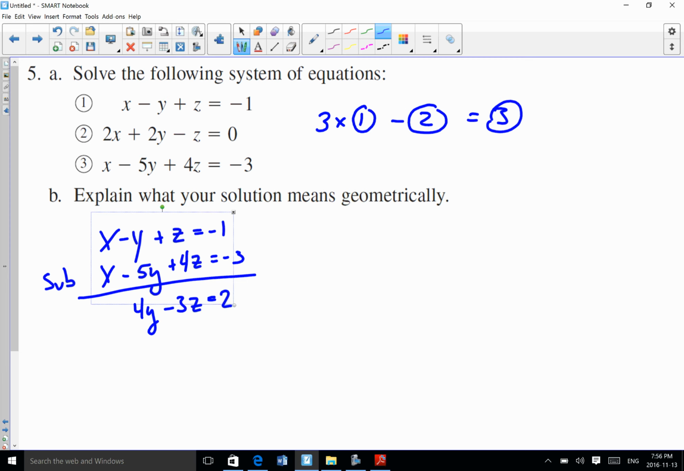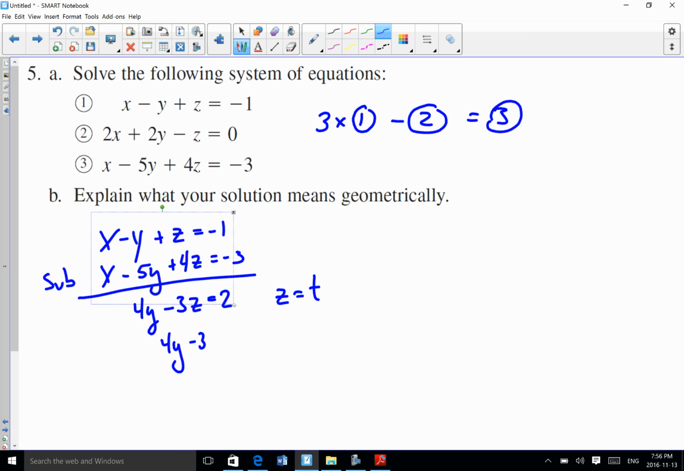Because we're going to need to make a parameter, I might as well start now. So we'll have 4y minus 3t is 2. I'm going to make z t just like our book does, so we have the consistent answer. So 4y equals 2 plus 3t, or y is 1/2 plus 3/4 t.